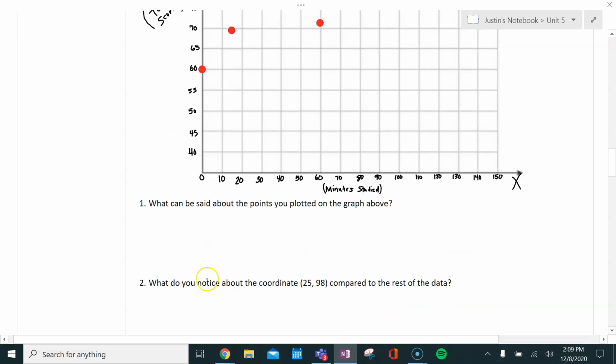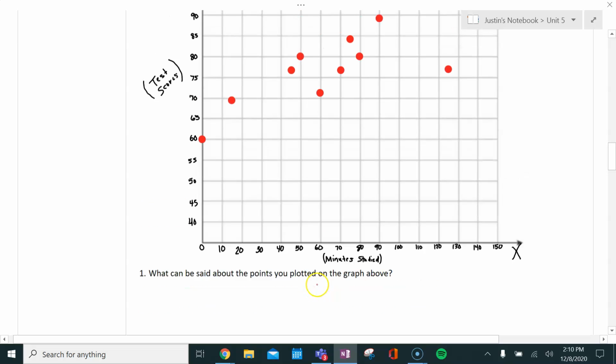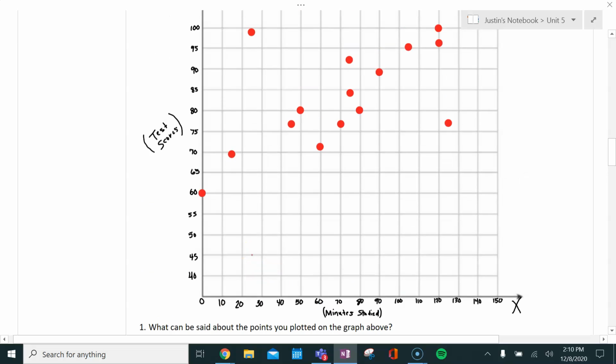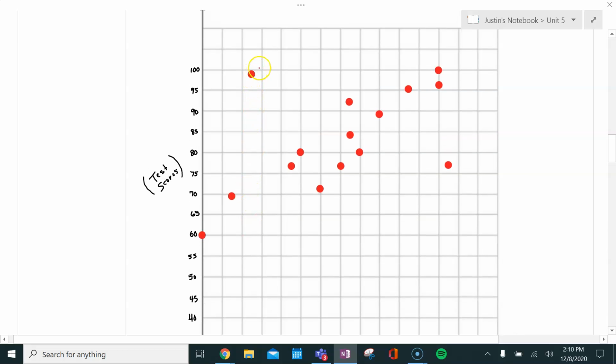Okay, so number 2 says, what do you notice about the coordinate 25, 98? So let's locate this here, and then we're going to compare it to the rest of the data. So 25, 98, here's 25 on our x-axis, up until 98, which would be this dot right here. Okay, what can we say about this dot? Well, this dot is an outlier. It's on the outside of this trend right here.